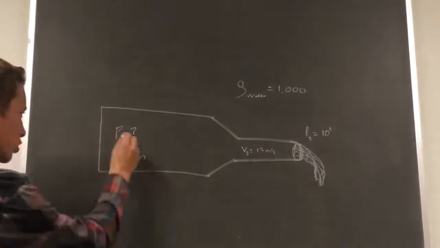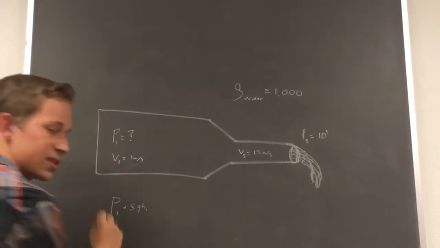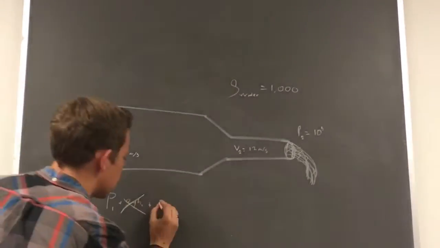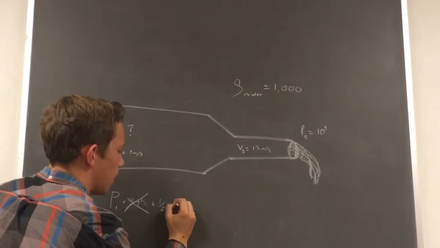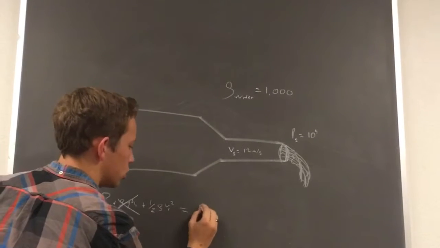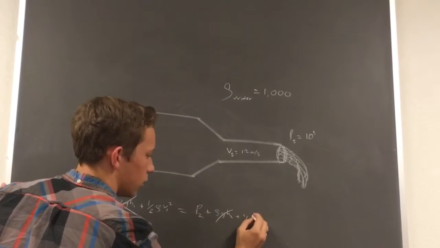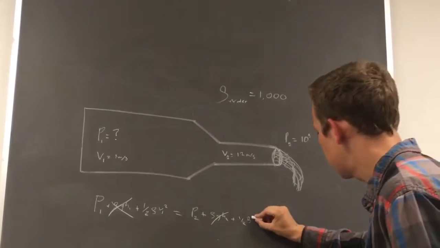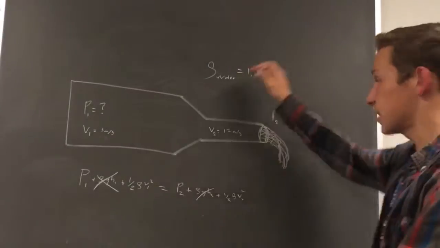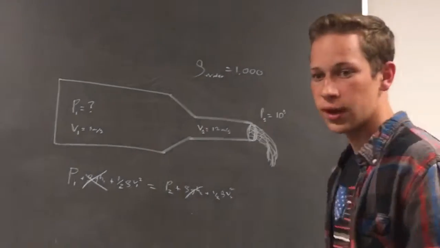So let's use Bernoulli's equation. We don't know what P1 is, so that has to be there. It's going to be plus rho g H1, but since we do not have any height in this, we can just get rid of that, and we'll also get rid of it on the other side. So plus 1/2 rho V1 squared, which would be 5, is equal to pressure 2 plus rho g H2 plus 1/2 rho V2 squared. We already know what rho is because the density of water is 1,000. So now we can start plugging in numbers or get everything to one side.